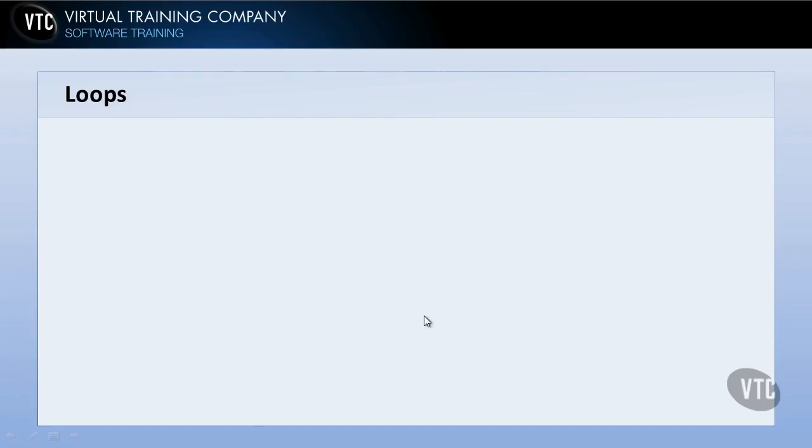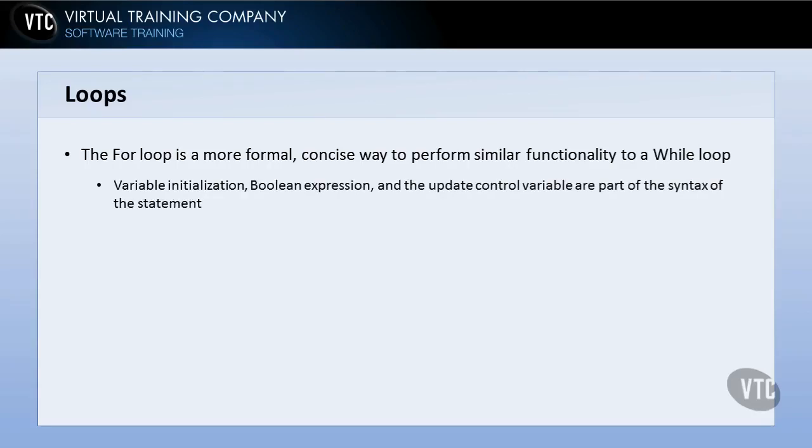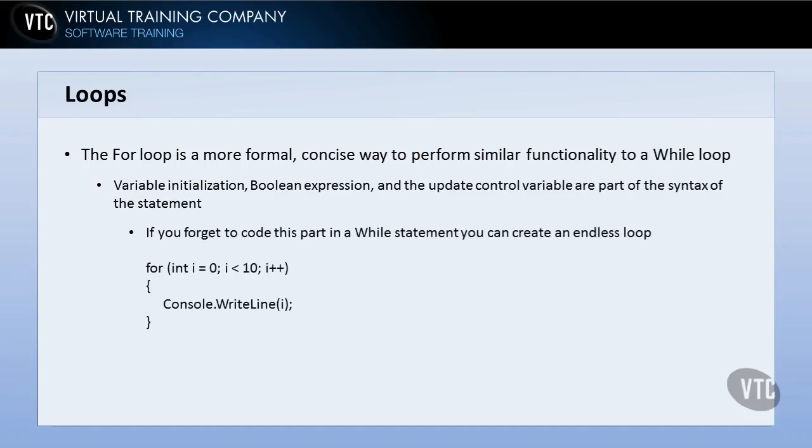Now the for loop is really just a formal, more concise way to perform very similar functionality to a while loop. Our variable initialization, the Boolean expression, and the update control variable are part of the syntax of the statement. So it's not like it is in a while where you can forget to code this part and create an endless loop. Notice in the for loop, in the parentheses here, we first of all initialize our variable. We create a variable I, this integer data type, set it equal to 0.